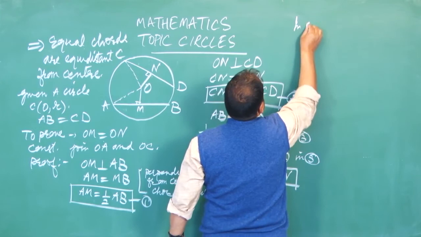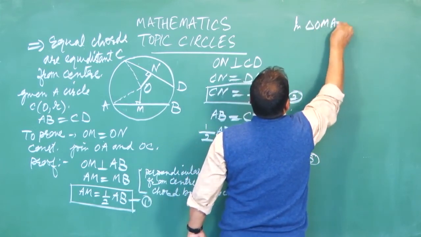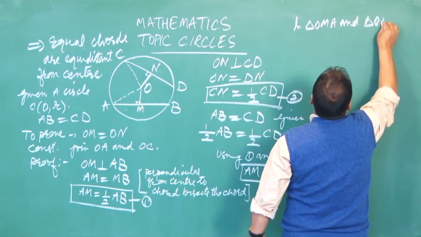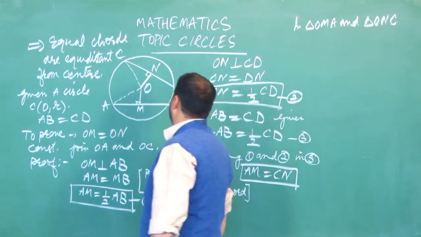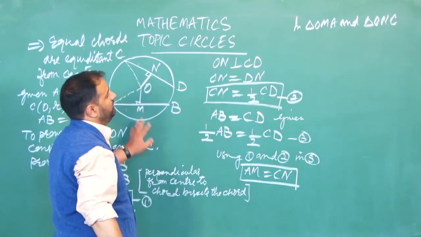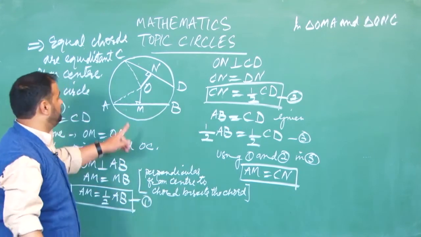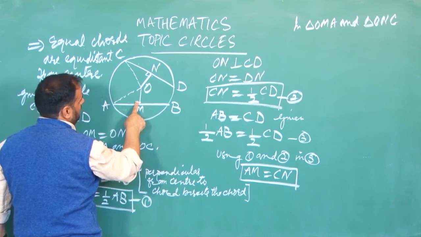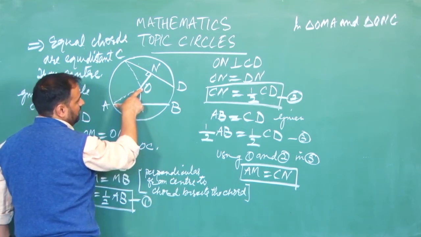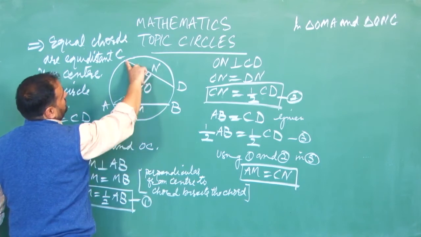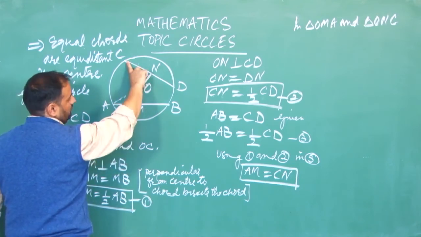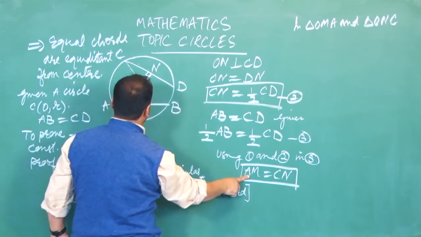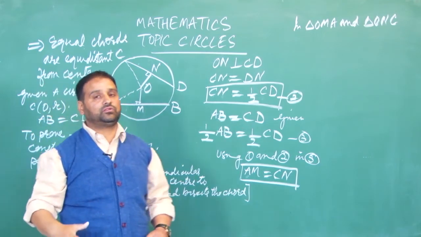In triangle OMA and triangle ONC, angle OMA is equal to angle ONC. You can observe from these two triangles we are given this right angle because OM is perpendicular to AB. Then we have the hypotenuse, that happens to be the radius of the circle. They may be equal. And the third side happens to be AM and CN. We already proved that these both are equal. So the two triangles get congruent by which rule?